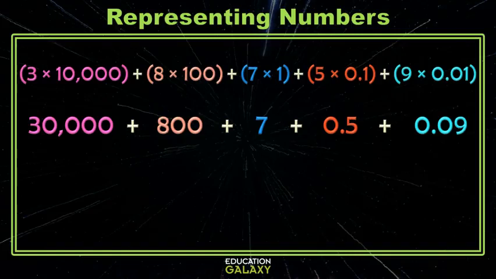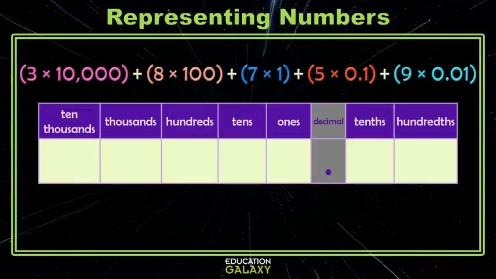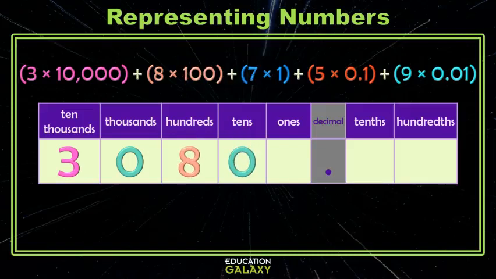Let's just consider our expanded notation in terms of place value. So I have 3 10,000s. I can just put a 3 in the 10,000s place. I don't have anything that says times 1,000, so I don't have anything that goes in the thousands place. I can put a 0. In the hundreds, I have 8 times 100, so I have 8 hundreds. I don't have anything that says times 10, so I don't have any tens. I have 7 times 1, so that means I have 7 ones. I have 5 tenths, and finally 9 hundredths.